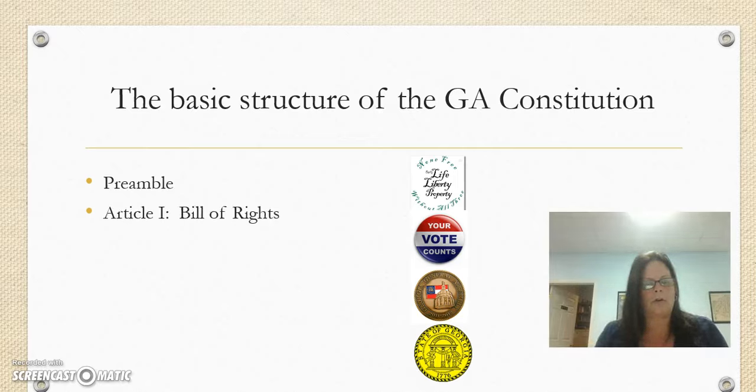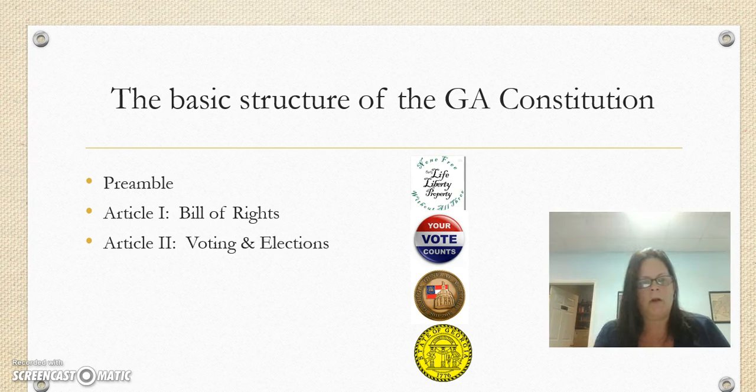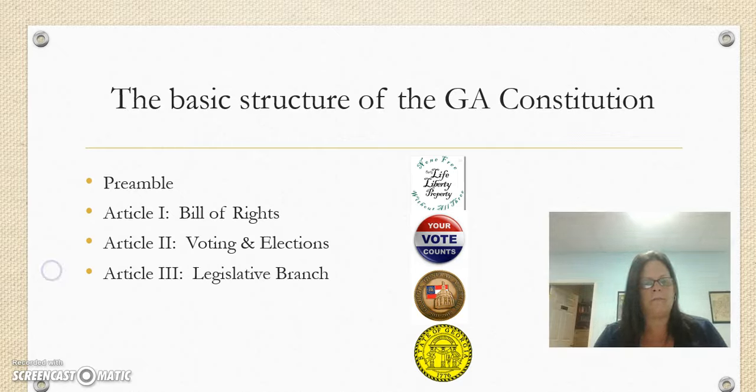Article 1 is the Bill of Rights, which states the specific rights guaranteed by the Constitution, such as life, liberty, and property. Article 2 is voting in elections. It sets the qualifications and rules for elections. Article 3 is the legislative branch, and it describes the structure and powers of the General Assembly, which is what our legislative branch is called, the Senate and the House of Representatives.